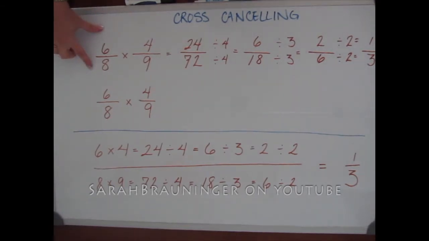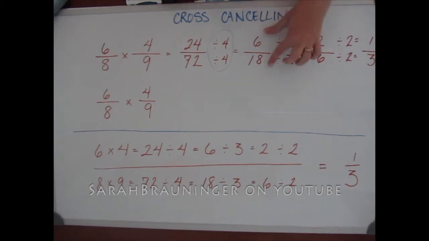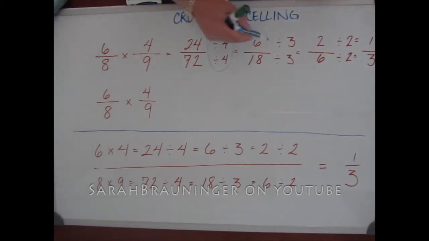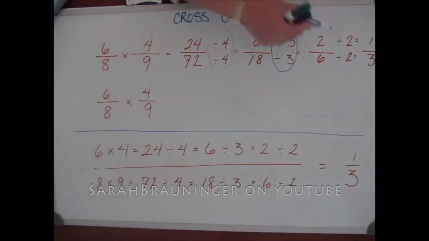Here's a regular multiplication problem. 6 times 4 is 24, 8 times 9 is 72. First thing we would do is simplify that. We'll divide by 4, divide by 4. Then we still have a number that needs to be simplified. So we'll divide by 3, divide by 3. Then we still have a number that needs to be simplified. So we'll divide by 2, divide by 2.